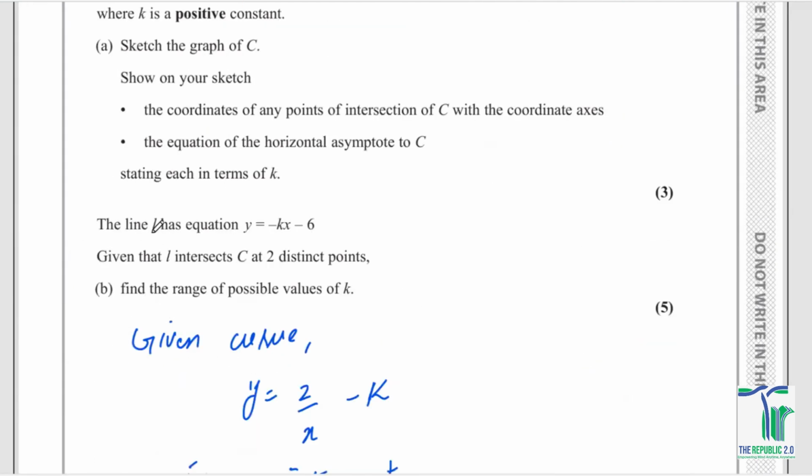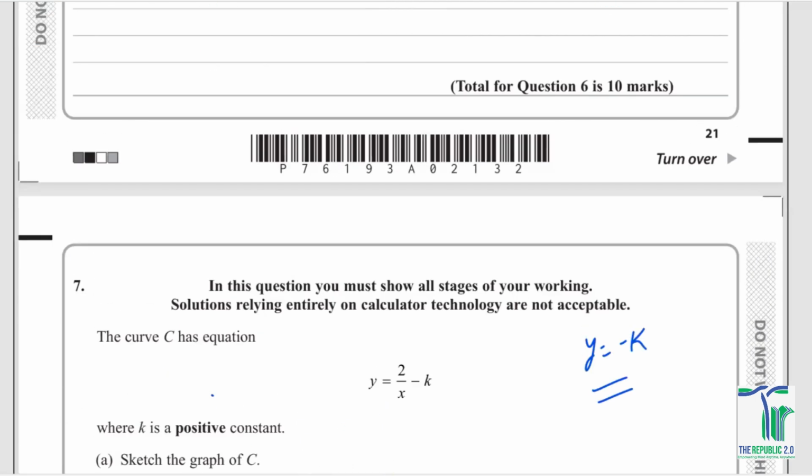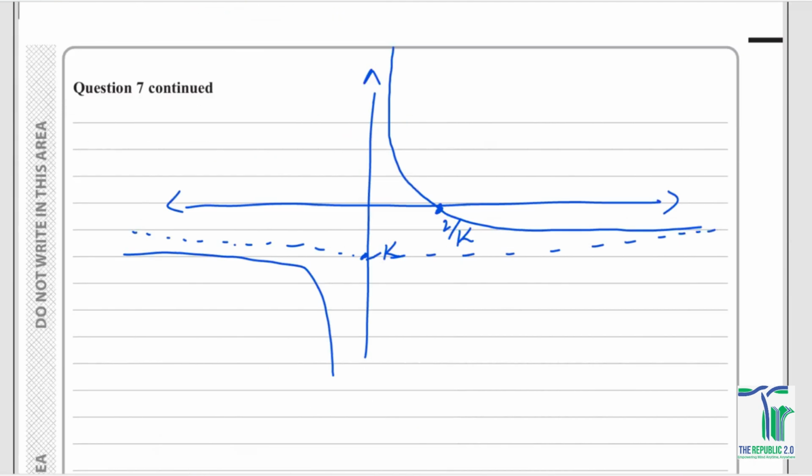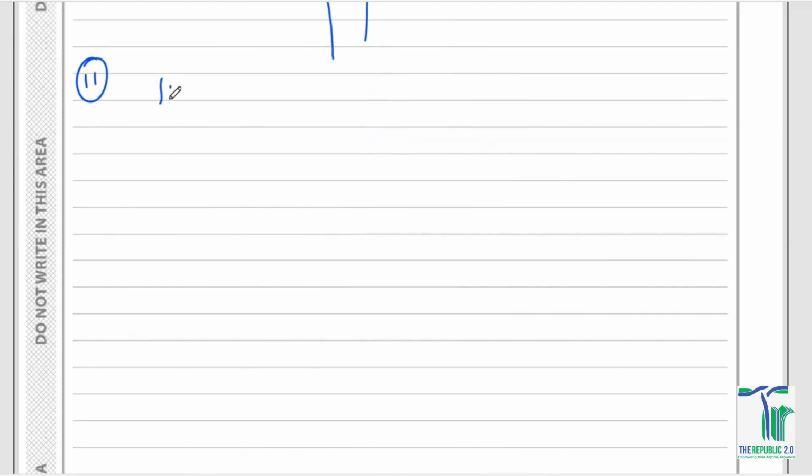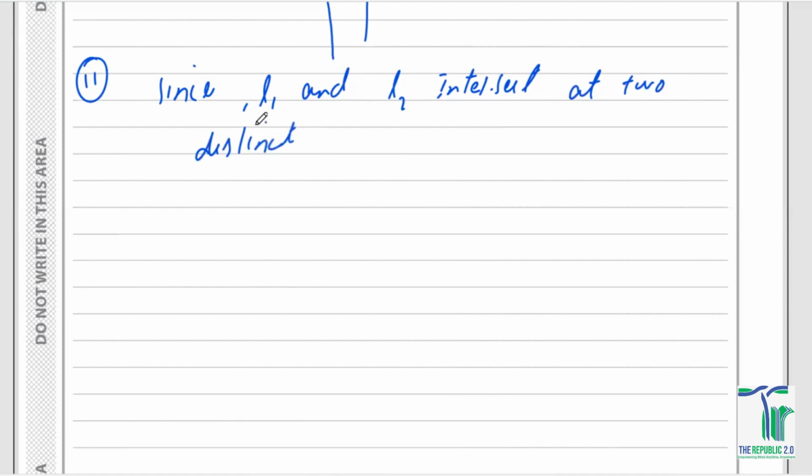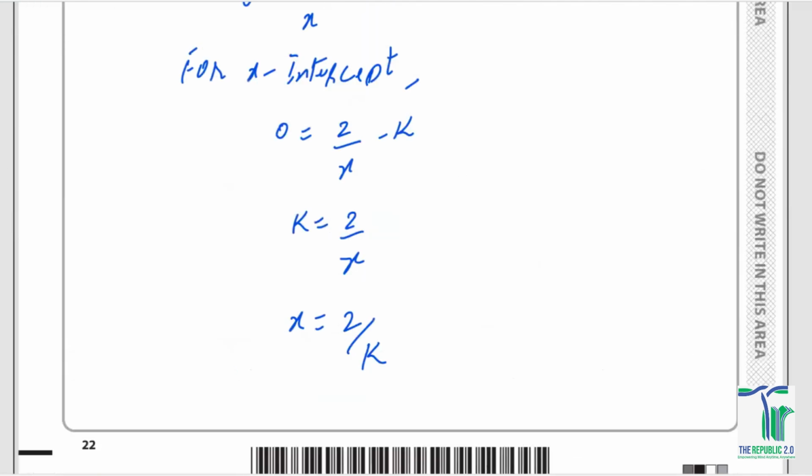Now we've got another line which has an equation y is equals to negative kx minus 6. And we are given that the line intersects C at two distinct points. So find the range of the possible values of k. So what are we going to do? We just need to keep both of our equations equal to each other and get the value of k, right? So for the second part, since L1 and L2 intersect at two distinct points, so you just need to plug these values in.